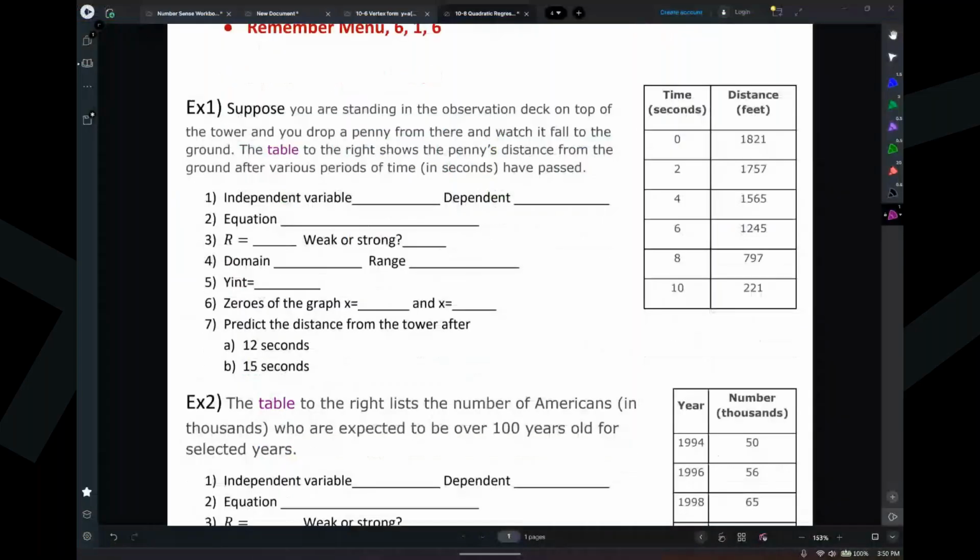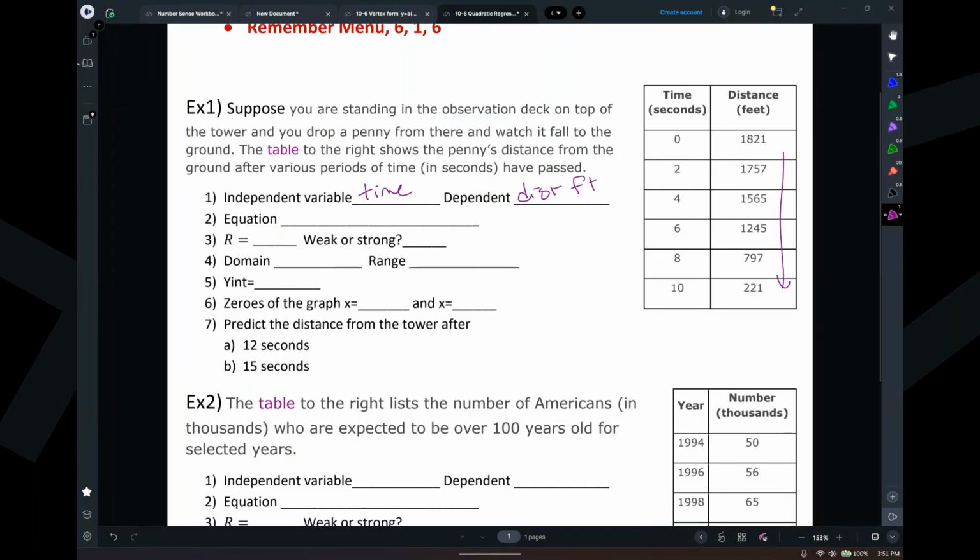Suppose you're standing on an observation deck at the top of a tower and you drop a penny and watch it fall to the ground. The table on the right shows the penny's distance from the ground after various periods of time in seconds, all right? All right, so the independent. Remember, like we said a million times, independent is almost always time, right? So time, and dependent would be distance in feet, right? From the ground, really, right? And why are the distances going down? Because the penny's being dropped and it's getting closer and closer to the ground, yeah?